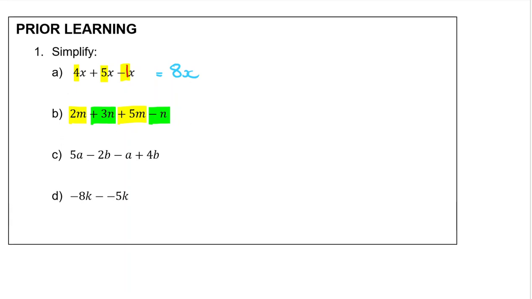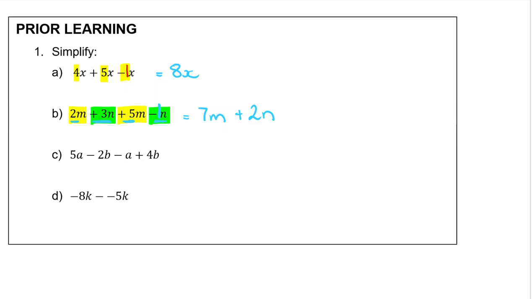First of all, let's do the m's. So 2m plus 5 makes 7m. Then 3, a positive 3, take away the sneaky one. 3 take away 1 is a positive 2n.